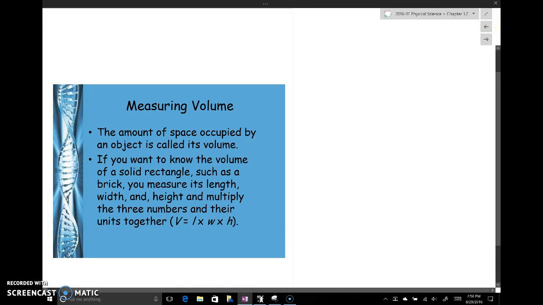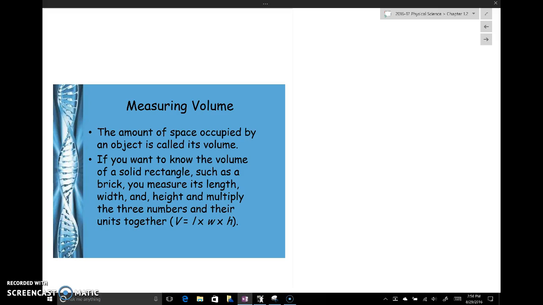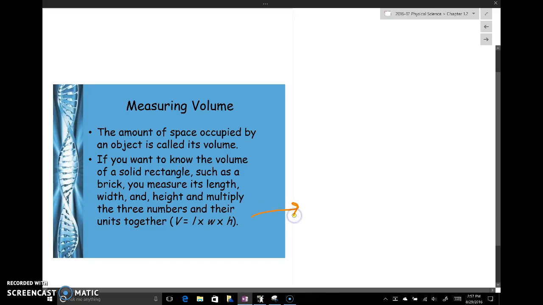We talked about volume when we were talking about density the other day, but just to review, volume is the amount of space occupied by an object. Some objects, like rectangular prisms and spheres, are easy to calculate the volume of. The example here would be if we have a brick of a certain size. Let's say we have a brick.